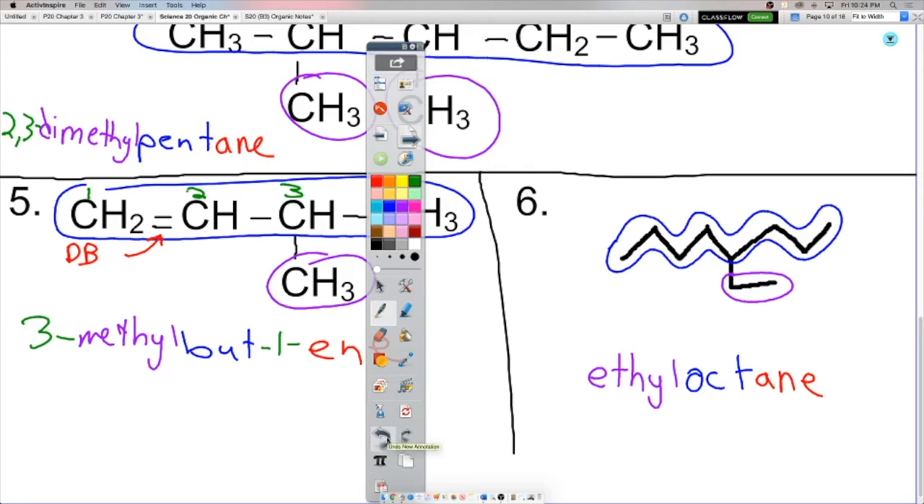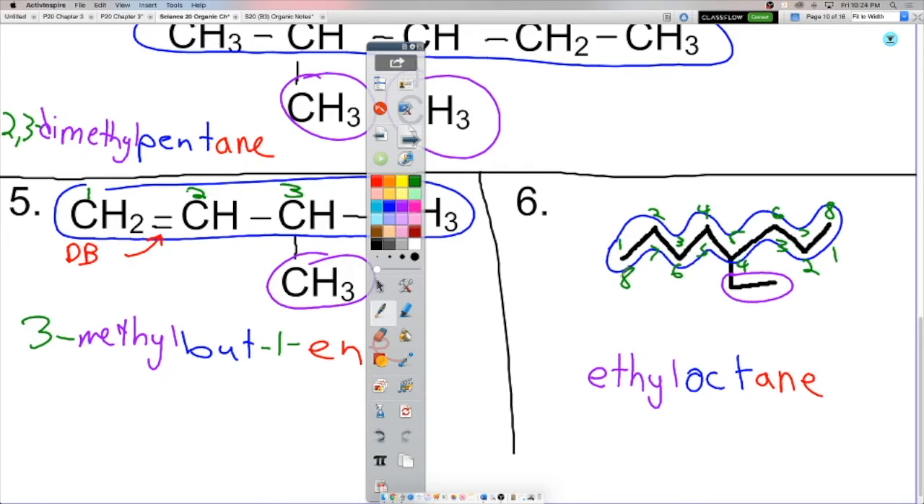So again, always 2 options for numbering. We can start left and go right, or right and go left. Let's see. If we start left and go right, 1, 2, 3, 4, 5, 6, 7, 8. If we start right and go left, 1, 2, 3, 4, 5, 6, 7, 8.